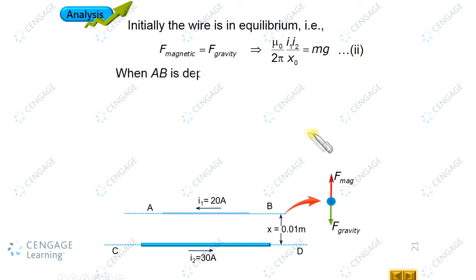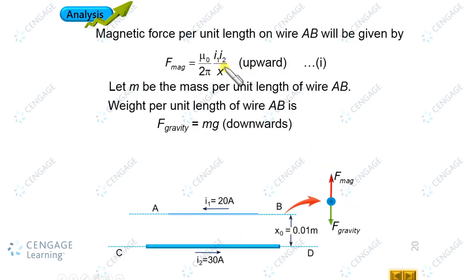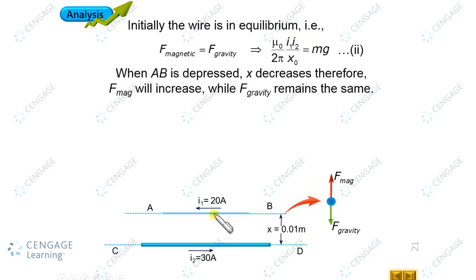When this wire is slightly pressed in the downward direction, the separation between the wires will decrease. If x decreases, then the force will increase. We are pressing this wire downward, decreasing x, and by decreasing x the upward force is increasing. That means displacement is in the downward direction, but we are getting a net force in the upward direction. That means this force is restoring in nature.